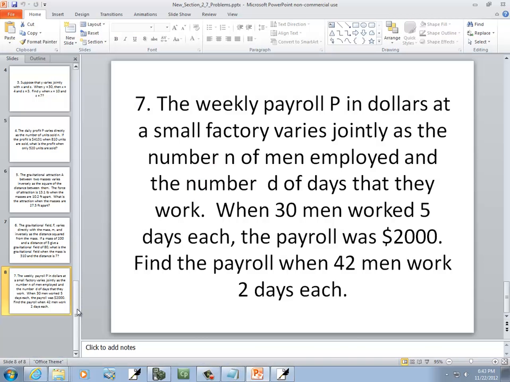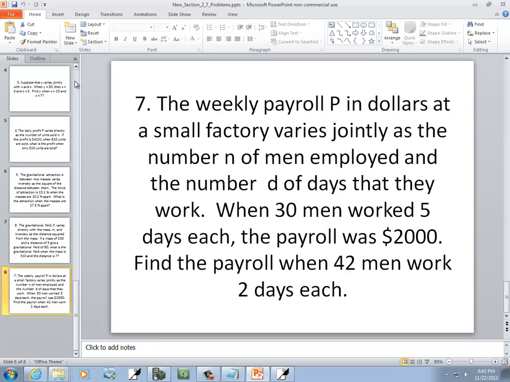Now I pulled this out of a real old college algebra book, and you can kind of look at it and see. Factory, I'm not even sure if they refer to those as factories anymore. And then it says all men. You know, it doesn't refer to women at all. So it must have been like before World War II. And then look at the salary. When 30 men worked 5 days each, the payroll was 2,000. Companies love to have that now for their payroll.